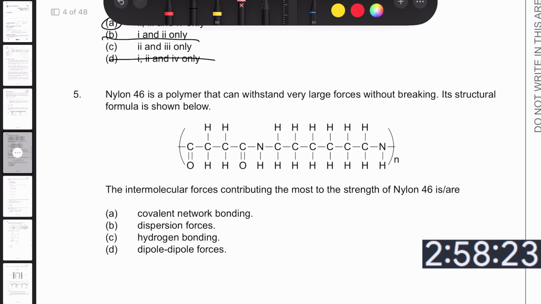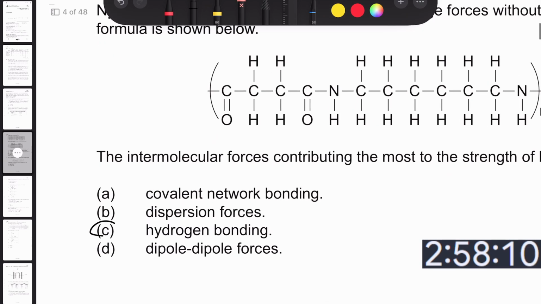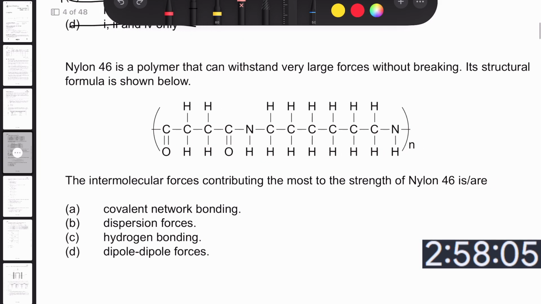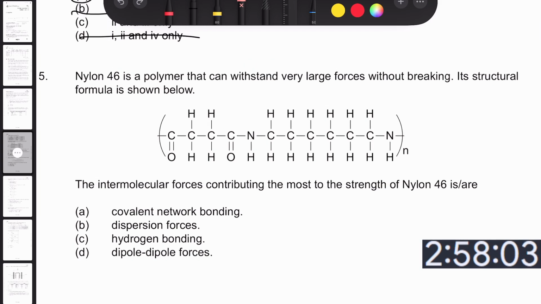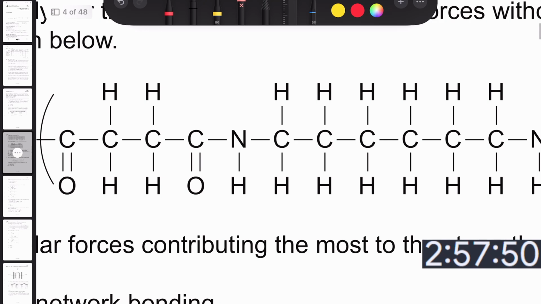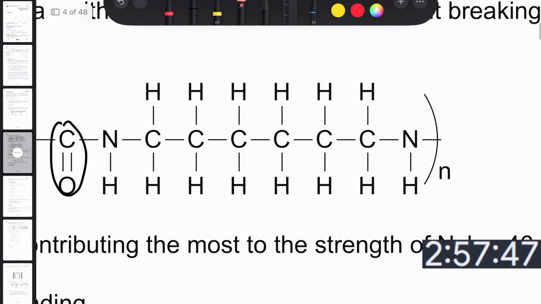Nylon 46 is a polymer that can withstand very large forces without breaking. Its structural formula is shown below. The intermolecular forces contributing to most of the strength of nylon 46. You can probably say hydrogen bonding. Most of the strength. Would it be hydrogen bonding or dispersion forces? I think I'm going to say hydrogen bonding, because we have this polar carbonyl group, and then we have the amide group.